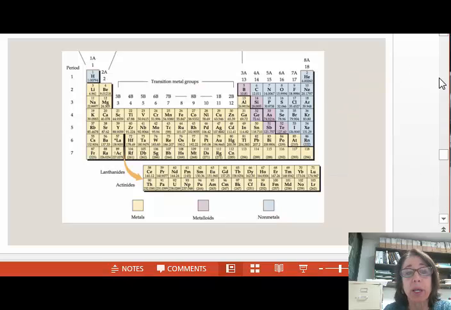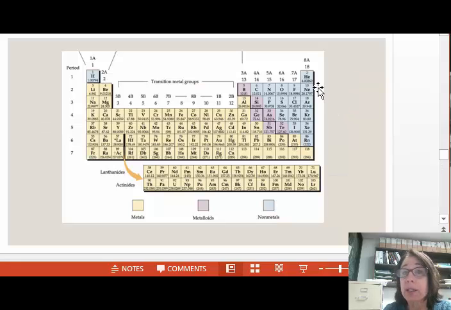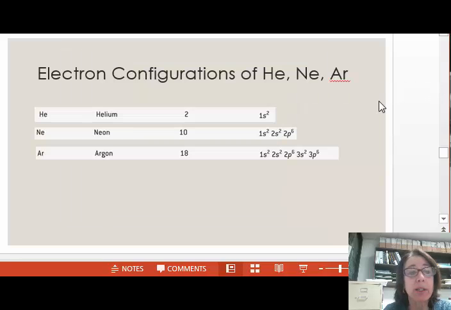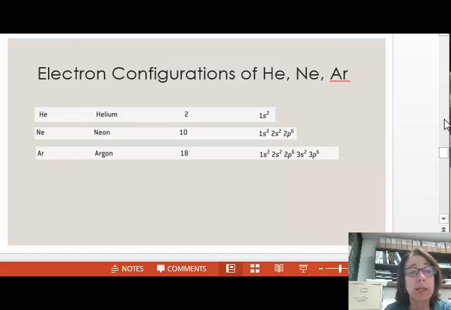which is in the first period, has its 1s orbital filled. Neon, which is in the second period, has its 2s and 2p orbitals filled. Argon, which is in the third period, has its 3s and 3p subshells filled. Thus, whatever period a noble gas is in, the same number shell has its s and p subshells filled.